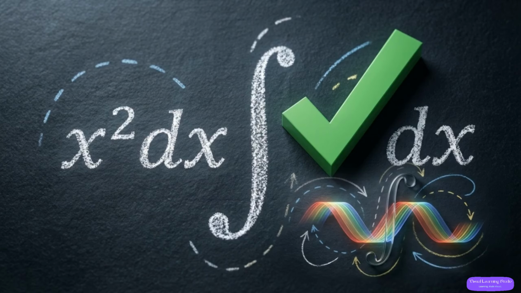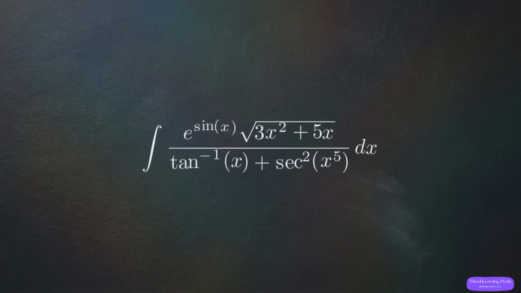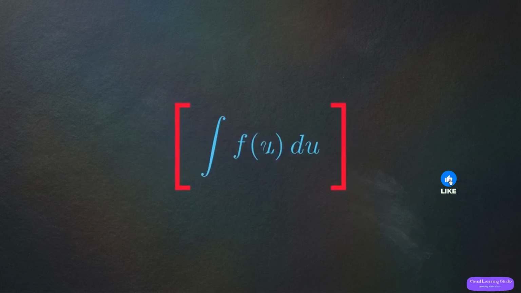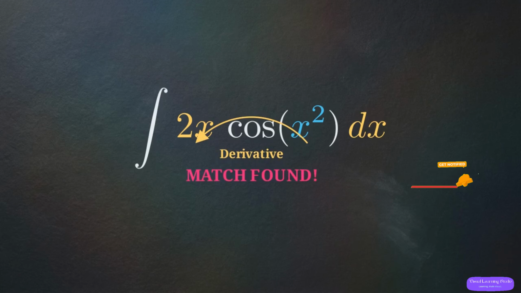Basic formulas only work for simple equations. To handle more complex expressions, we need a method that simplifies the algebra before we start the integration. For substitution, you identify a base function and its derivative. Here, x squared and 2x sit right next to each other.